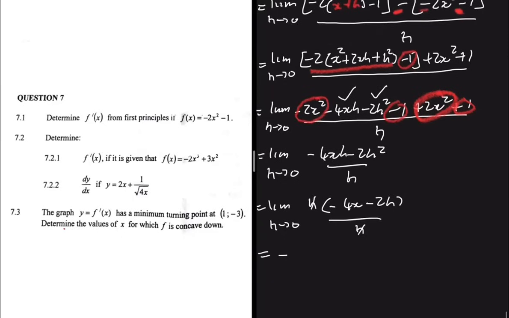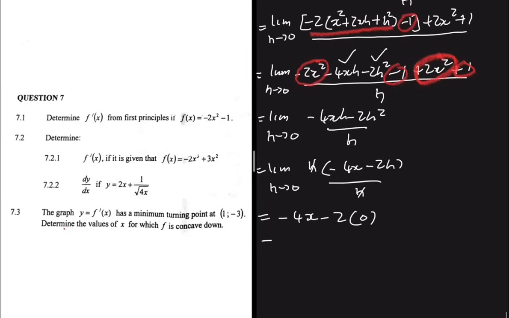Now we have minus 4x minus 2h, h is tending to 0, right? So this is just minus 4x, and then you can see now that we have the same answer when we use the first principle and when we use the power rule. So now we are convinced that what we did is correct, right?